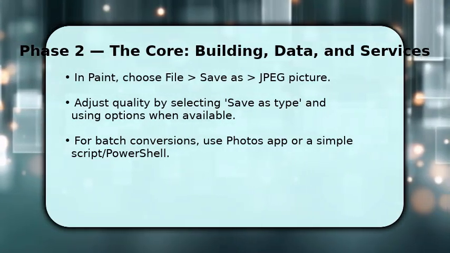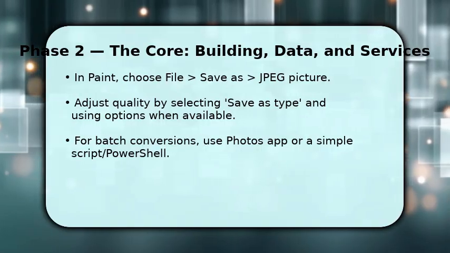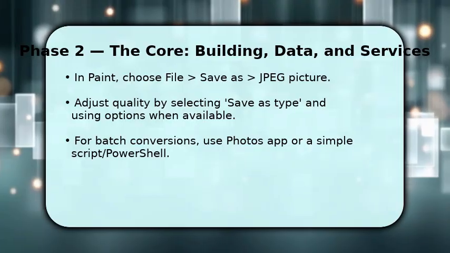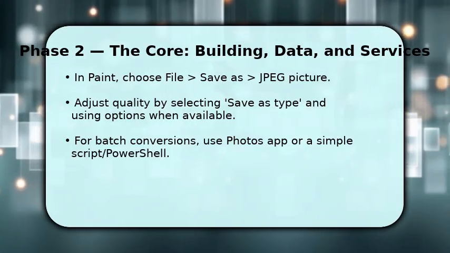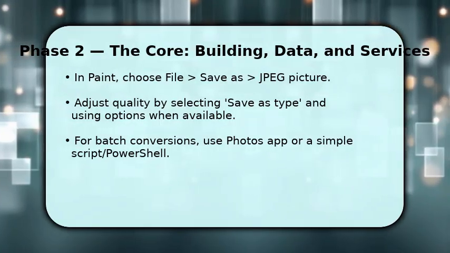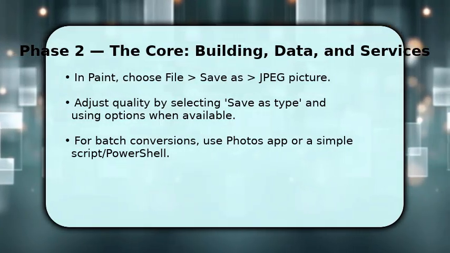If you care about quality, click Tools or Options when offered, and pick a higher quality to reduce compression artifacts. For multiple files, use Photos Export or run a quick PowerShell loop to automate saving as JPG. It saves time for dozens.